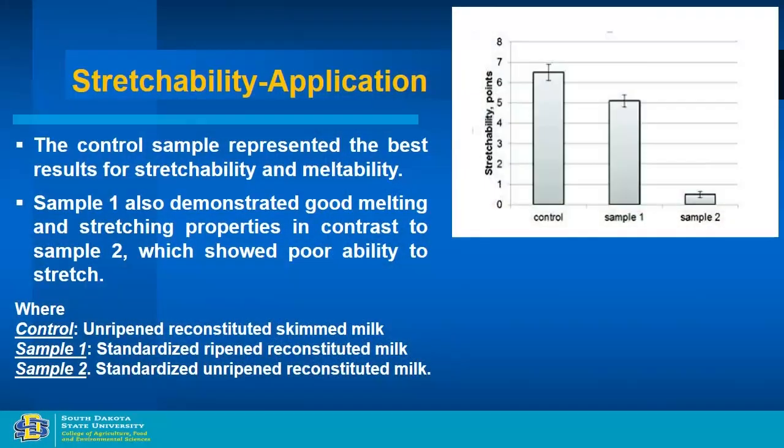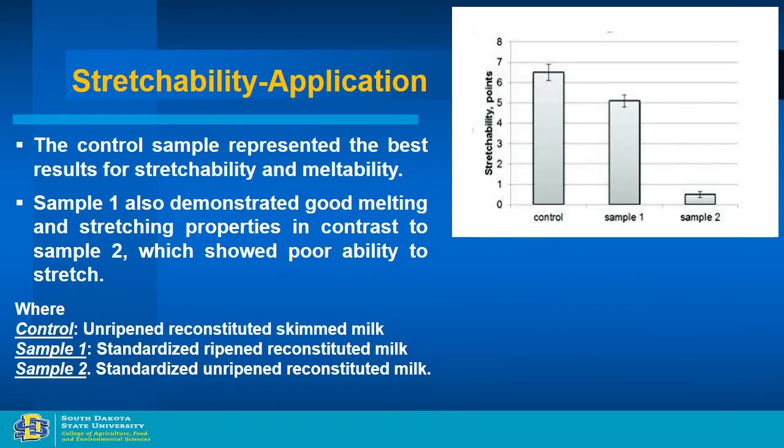One more thing here is the application of the stretchability. There's a control sample and then sample 1 and sample 2. In terms of the cheeses they prepared, the control sample is unripened, reconstituted skimmed milk. Sample 1 is standardized, ripened, reconstituted milk. And sample 2 is unripened.